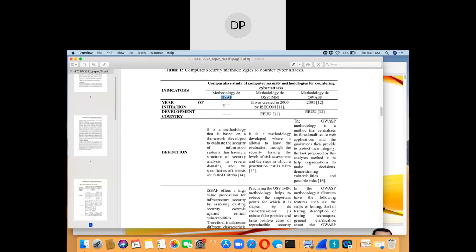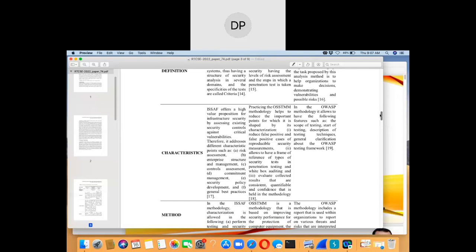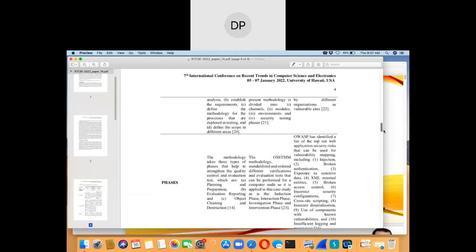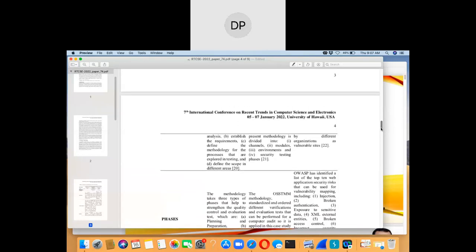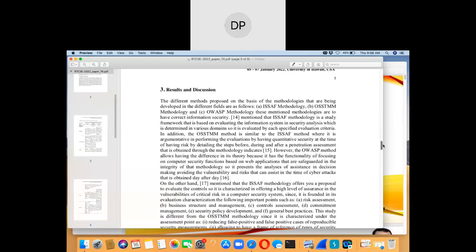They say when this methodology was created, no one knows. This methodology was created in 2000, and this one was created in 2001. The development country was the USA, and all three have different definitions, characteristics, methods, phases, and benefits. So what they did was take three different methodologies and compare them. Then they say in their own words, okay, this is better, this is not better, this is far better, and why. Their observations become a section called results and discussion.